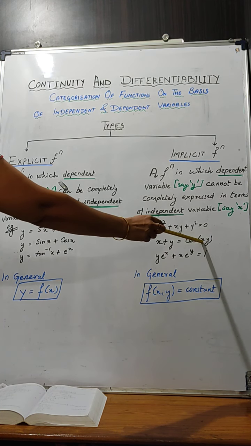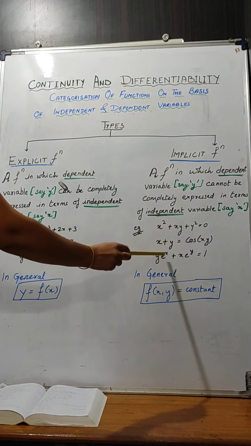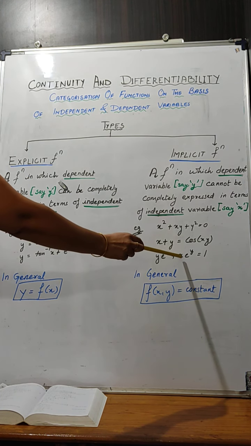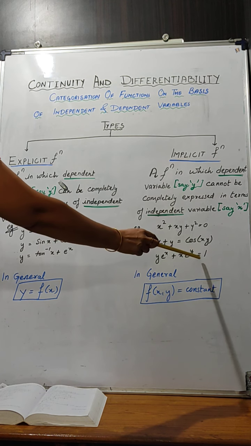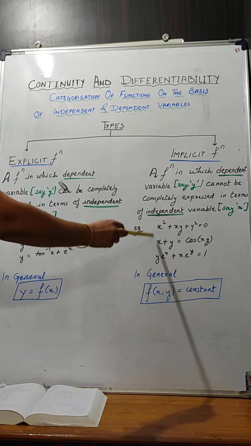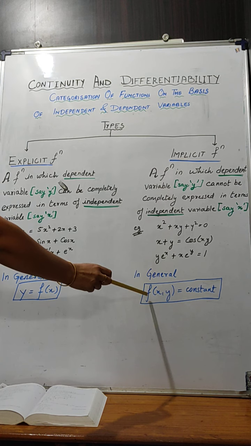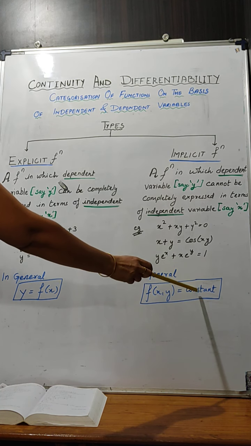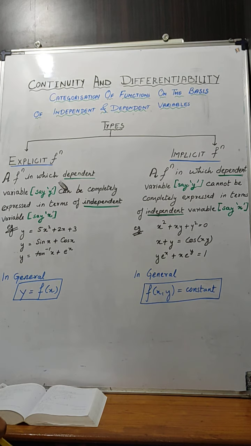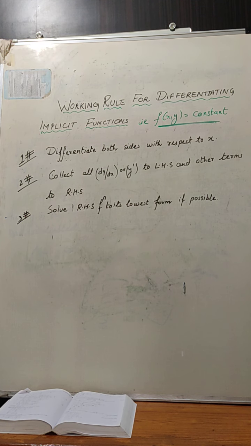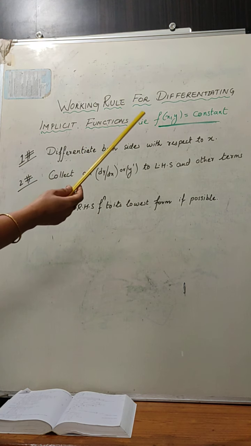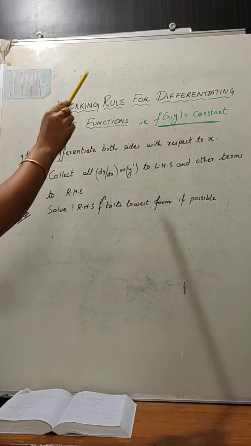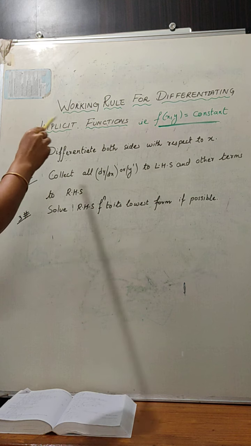Here x and y cannot be separated. Or it can be y into e to the power x plus x into e to the power y equal to 1. That means in general form we can express f of x, y equal to a constant. So we have gone through the definition of implicit function. Now our actual topic is how to differentiate an implicit function.